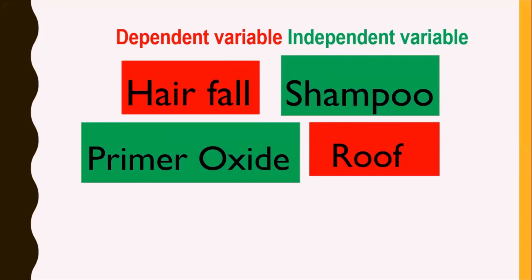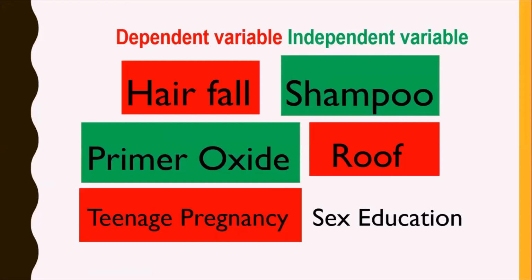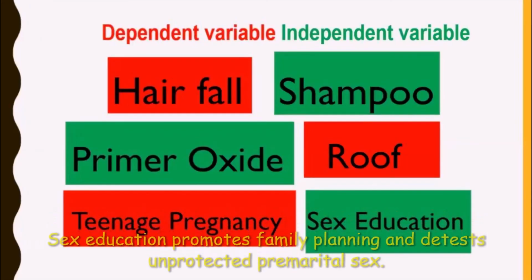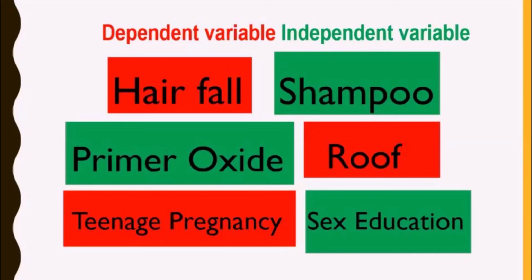Now let's have the last item. We have teenage pregnancy and sex education. Which of these is the dependent variable? Yes, you are right. It's teenage pregnancy. Based on studies, unprotected sex is one of the root causes of teenage pregnancy. Teenagers engage with unprotected sex or premarital sex because of poor sex education.